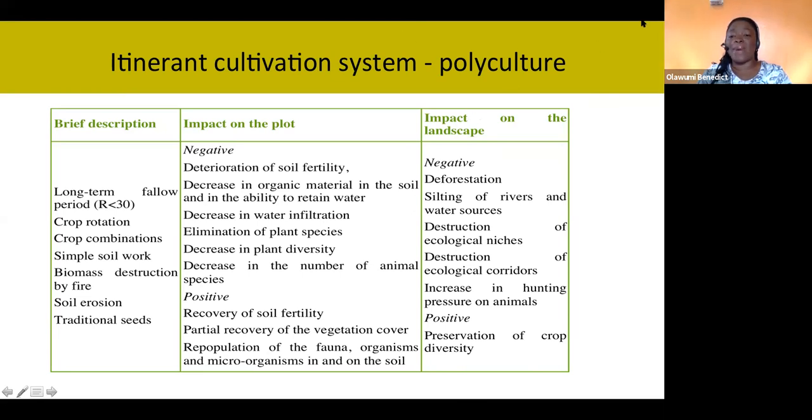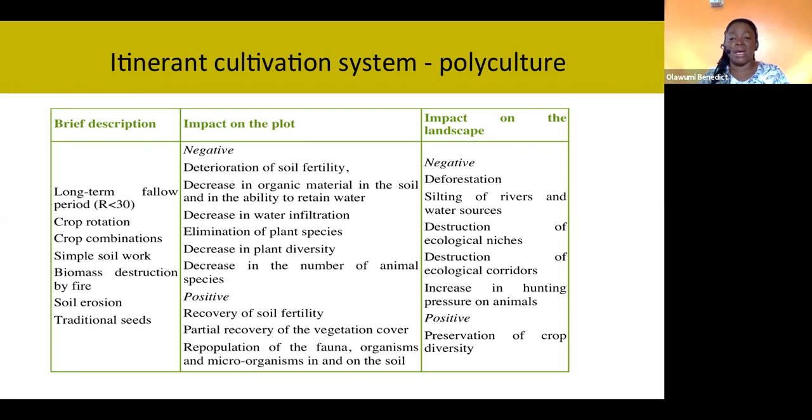And if we look at the impact on the landscape, that means on the entire community that is there, not just on the plots, the landscape can be the entire farm, or can be the neighboring community. The negative impact of this type of system is that it leads to deforestation, and then the silting of rivers and water sources, then destruction of ecological niches. You see, these are the negative impacts of using this itinerant cultivation system.